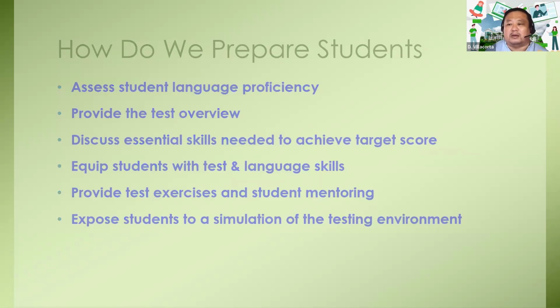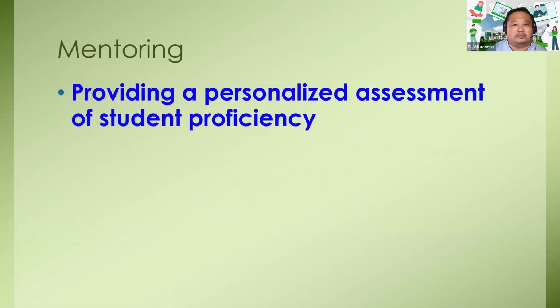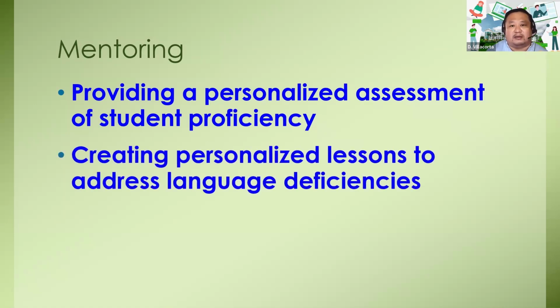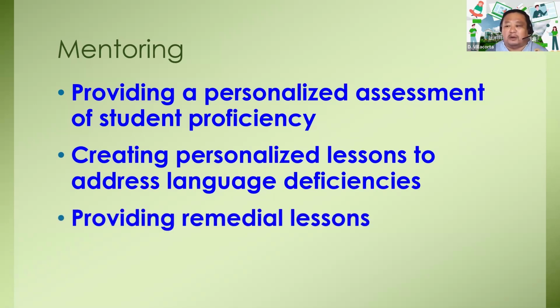Okay. Now, during mentoring, what do we often do? We would provide a personal assessment of your proficiency. Another thing that the English Crew would do would be to create personalized lessons to address language deficiency. All right. So we won't jump into doing these exercises, but we will focus first on your language deficiencies so that you'll be able to do the exercises properly and achieve your target score. On top of creating personalized lessons, we'll be providing remedial lessons in the event that you don't reach your target score after taking the test.